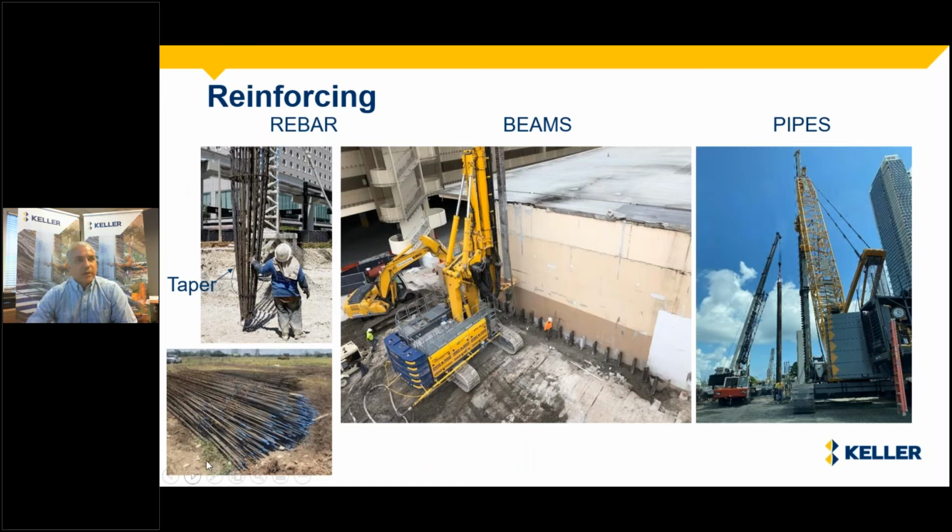The reinforcing, as we saw, is cages that are installed. In most areas, we request the cages to be tapered on the bottom. That way, it guides the cage into position with spacers on the sides. It can be used with beams to create walls or support of excavations, or it can be done with deep pipes installed in the pile after casting.